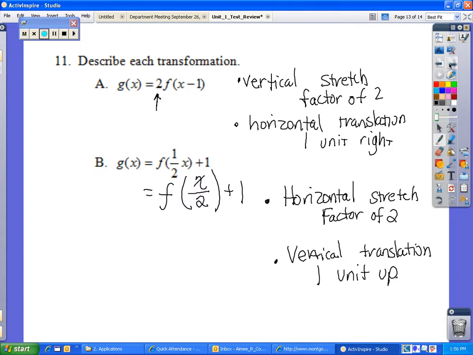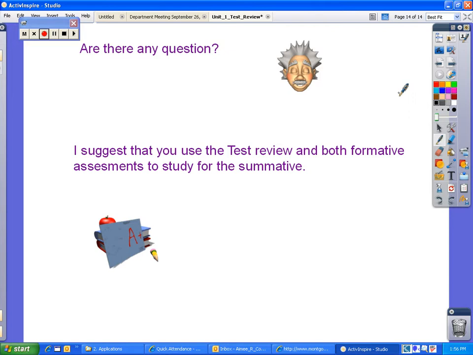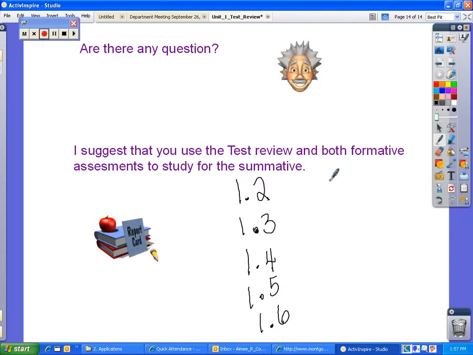Okay? Again, if you have any questions, please see me. If there are any questions, I also suggest that you use the test review and both formative assessments to study for your summative. As far as your textbook is concerned, from your new textbook that we just got in class, this is sections 1.2, 1.3, 1.4, 1.5, and 1.6. Okay. We also had an instructional guide lesson on limits. Okay? Good luck studying.